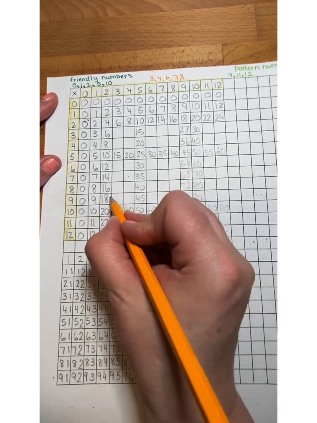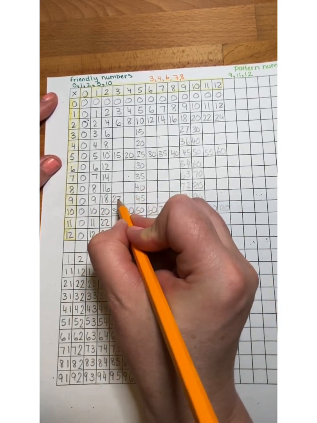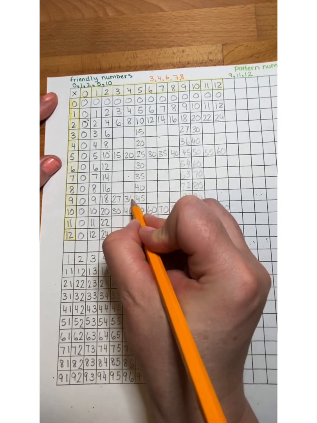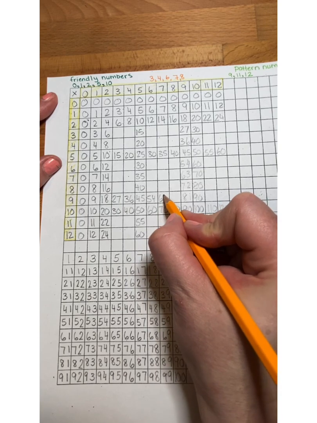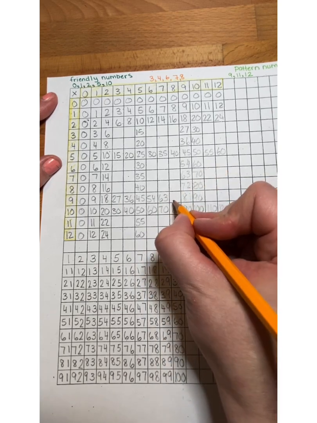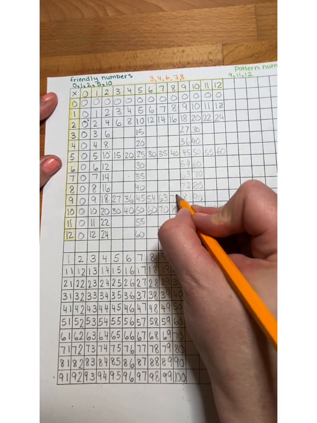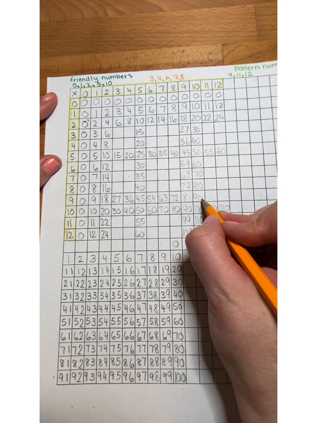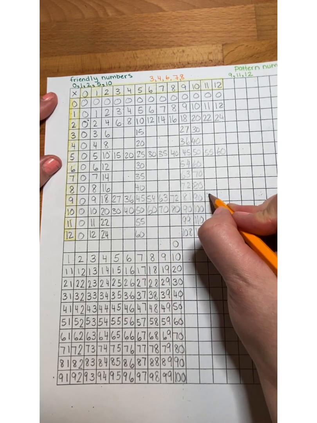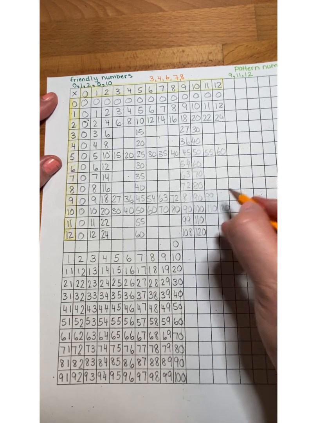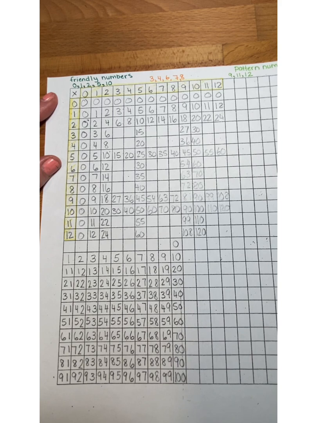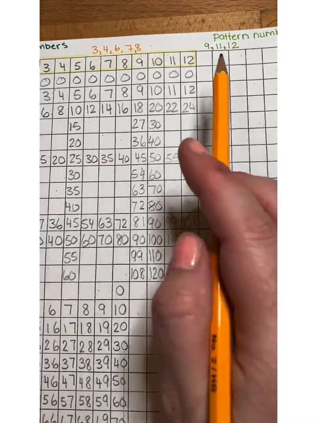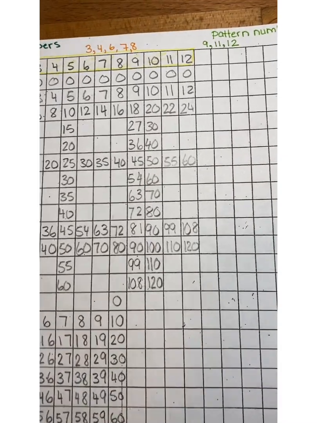9, 18, 27, 36, 45, 54, 63, 72, 81, 90, 99, and 108. Okay, so we looked at our 9 pattern numbers.